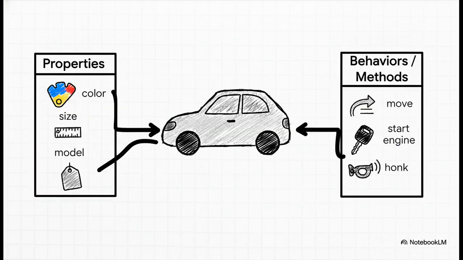And here's the core idea. Every single object in your code has two things. First, it has properties. That's the stuff it knows about itself, like its name or its color. And second, it has behaviors. That's the stuff it can do, like move or jump or calculate something. We usually call those behaviors methods.